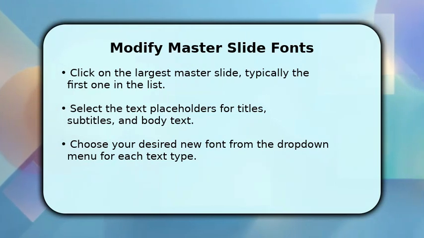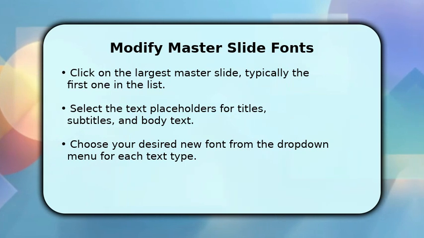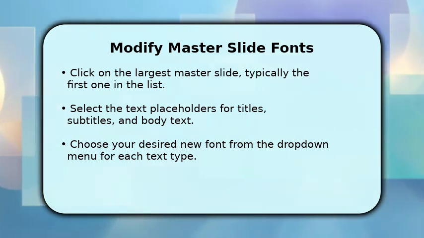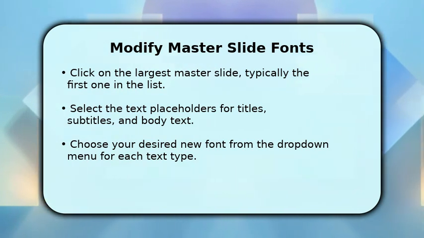Once inside the Theme Builder, click on the very first slide, which is your main master slide. This slide dictates the default fonts for your entire presentation. Select the title text box, then choose your preferred font from the toolbar. Repeat this for the subtitle and body text placeholders to ensure all default text styles are updated.